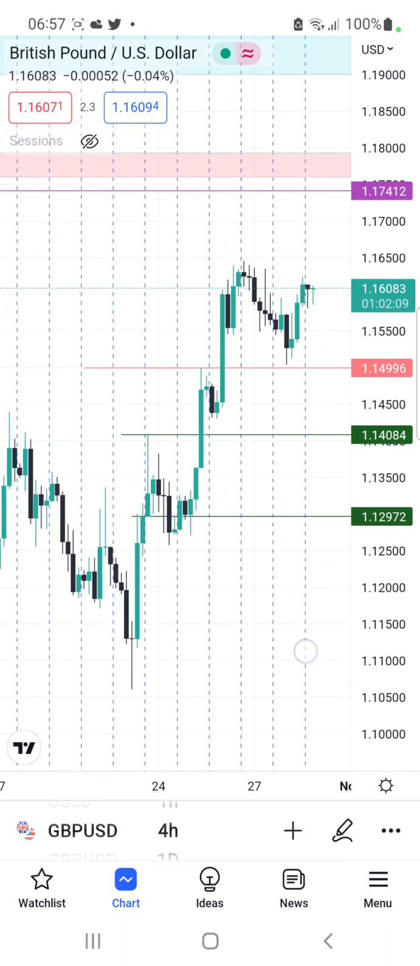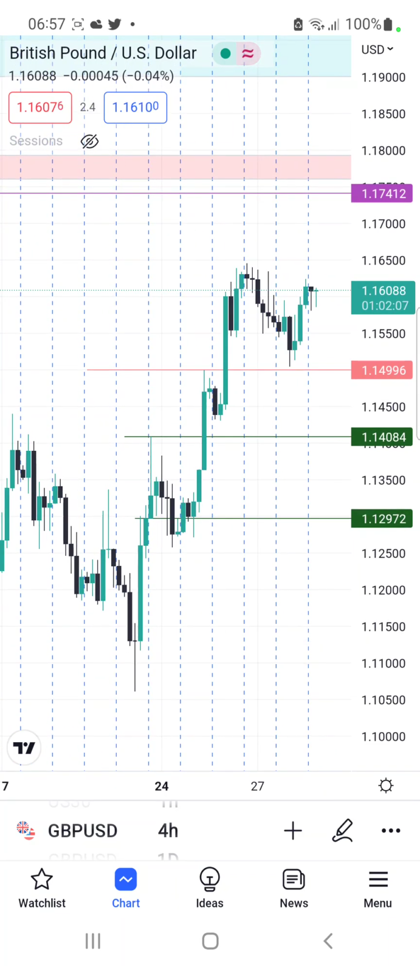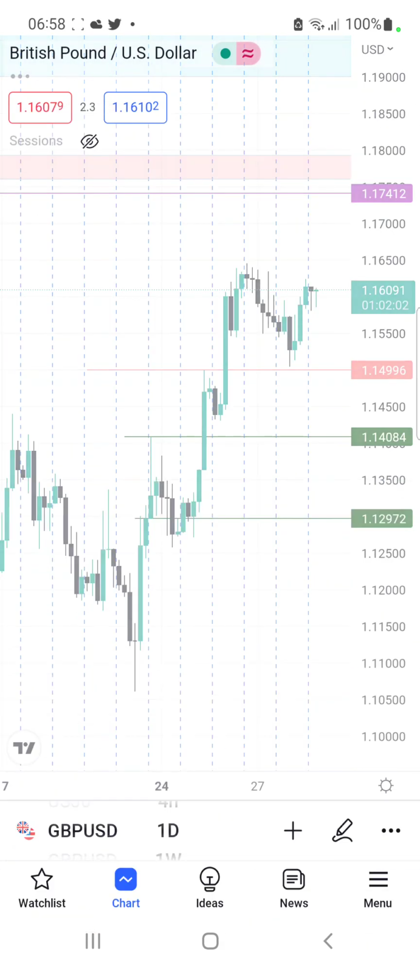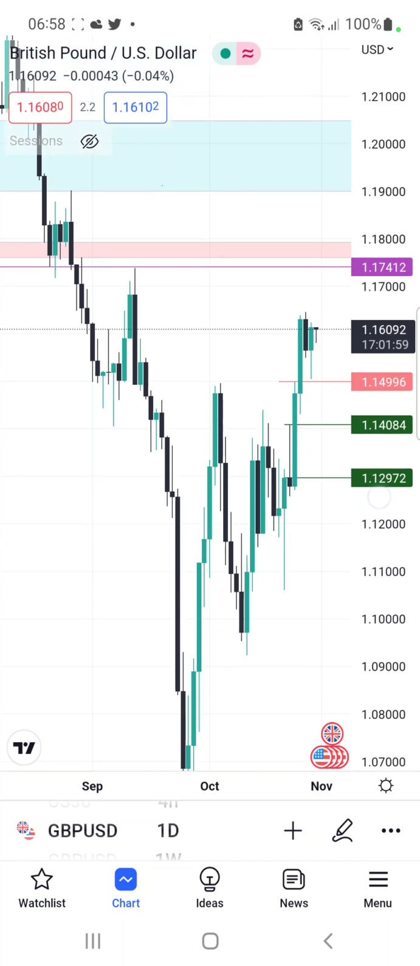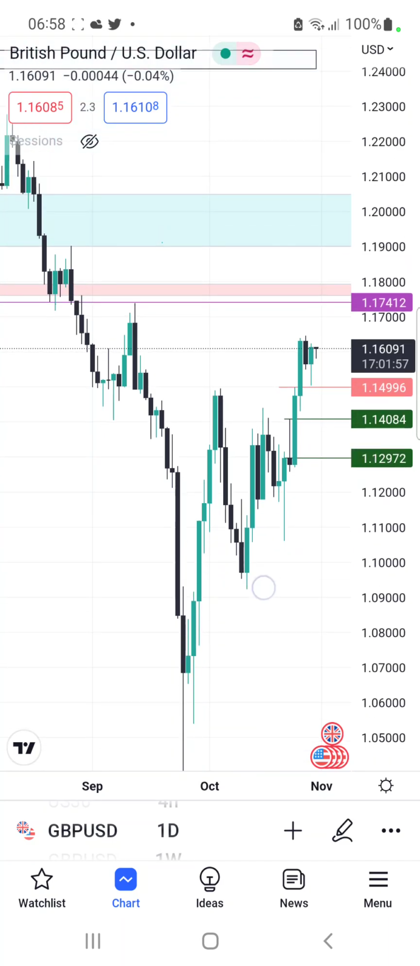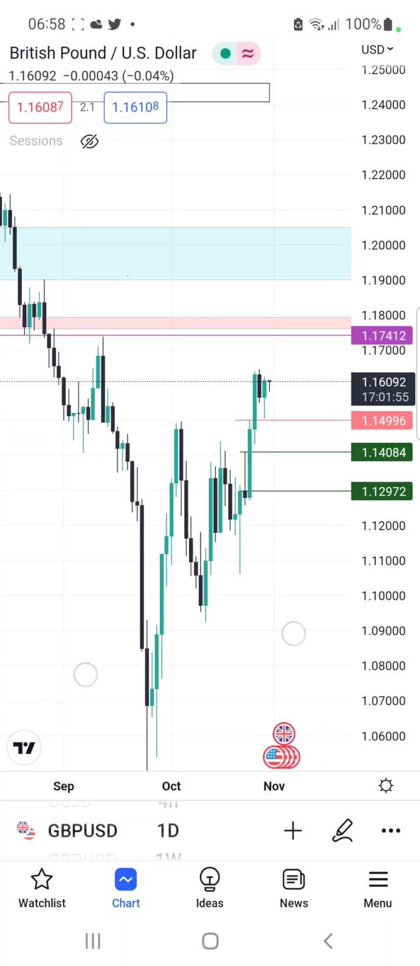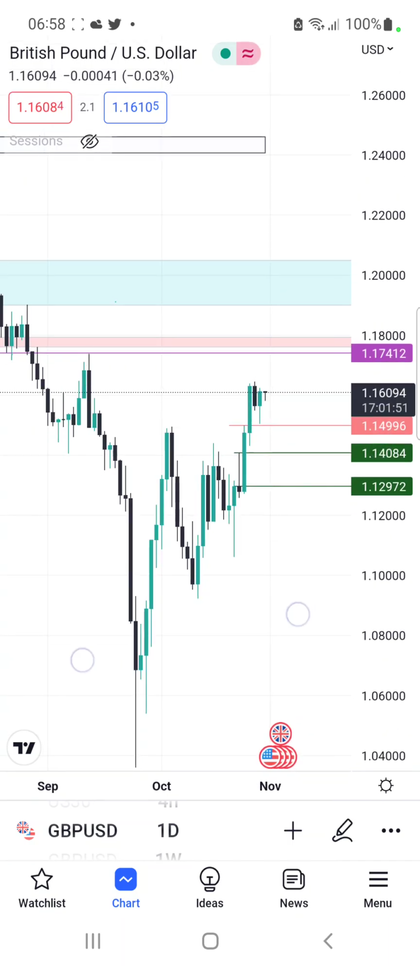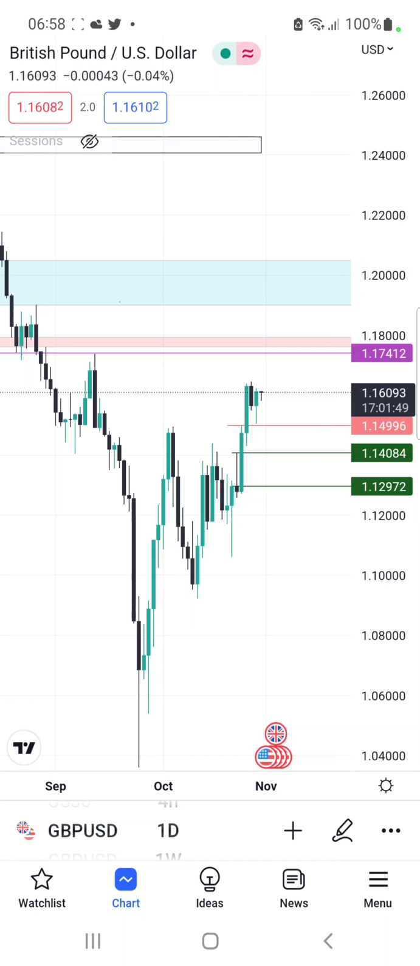This is the 4-hour time frame. This is usually my main time frame I look at. Basically on daily and weekly I just take a quick look and see what's the major move, and then stick to 4-hour, probably 1 hour, and for intraday trading I take a look at 15 minutes.